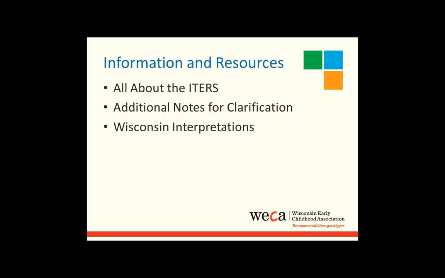The additional notes for clarification and the Wisconsin interpretations are documents that we update each year, and those are available on the YoungStar website. And if you're not sure how to find the YoungStar website, contact your technical consultant, and he or she will be able to help you locate those materials. But they are available. They're in PDF form. You can download them, print them off, and you can share them in every one of your classrooms. And they're available for each of the rating scales, each of the age groups.